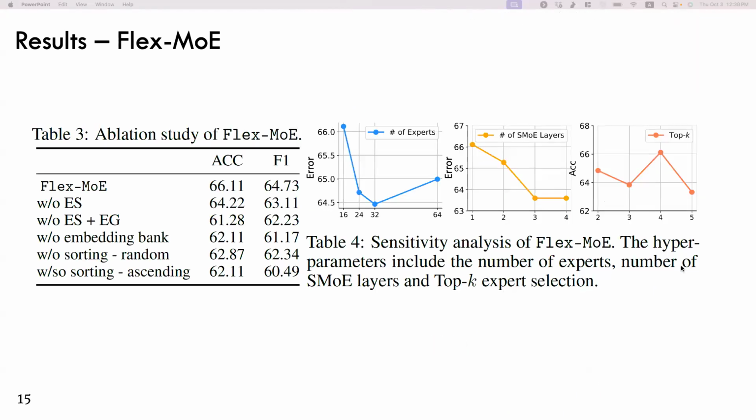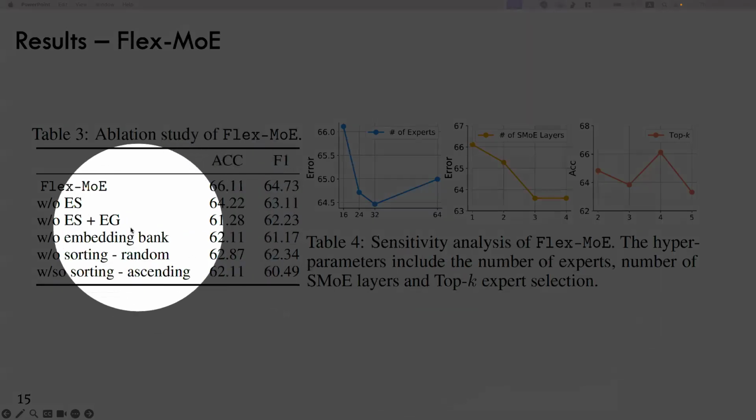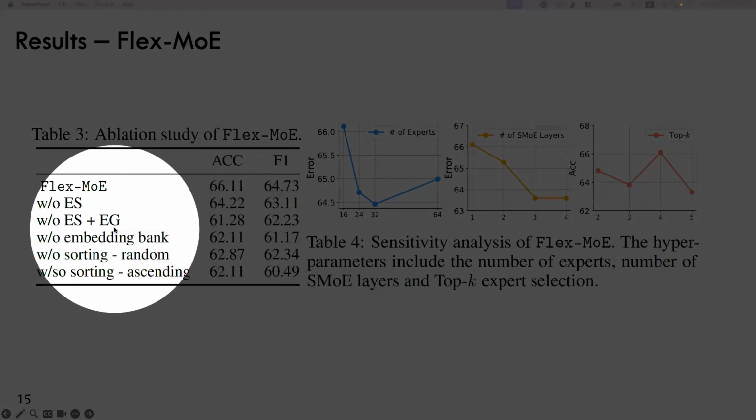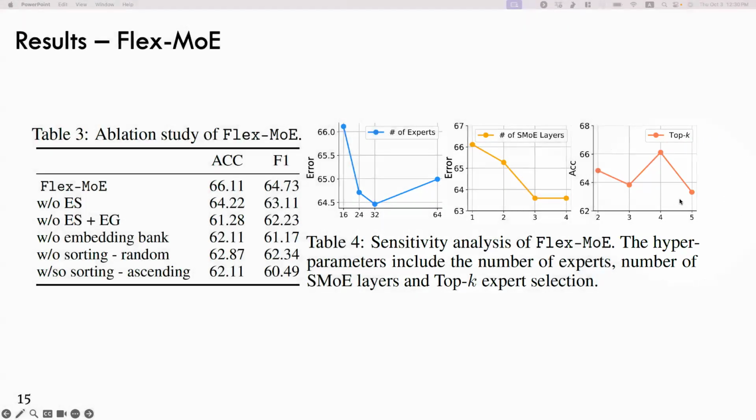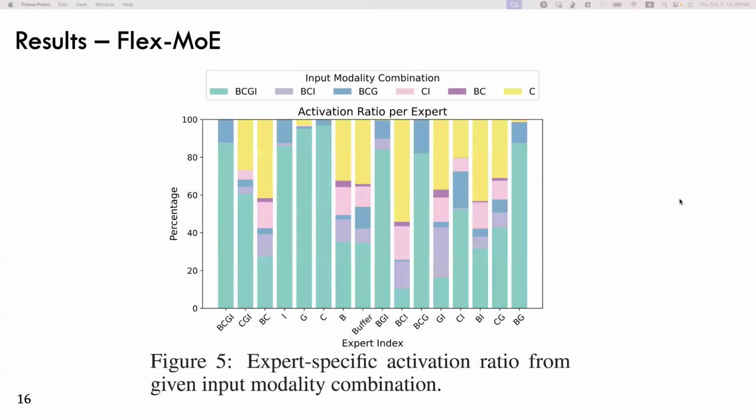Okay. Due to the time limit, let me quickly go through some ablation studies. We show that different designs lead to performance boosts on top of the 4 variations. This is another ablation to show how many experts you need, how many mixture of expert layers you need, and how to choose the hyperparameter top-k in the framework. And later on, this is the expert utilization figure. A little bit complicated, but let me give you an illustration.